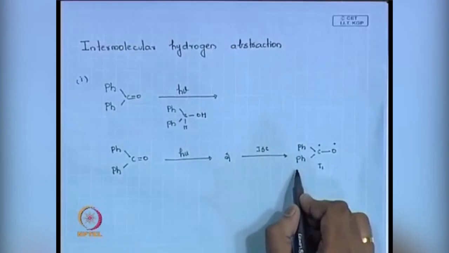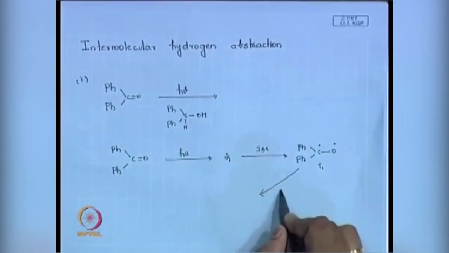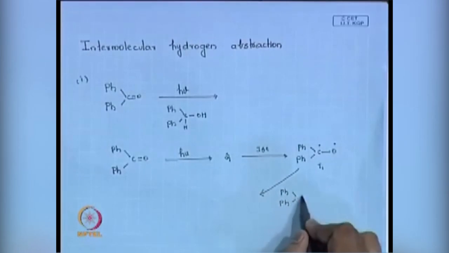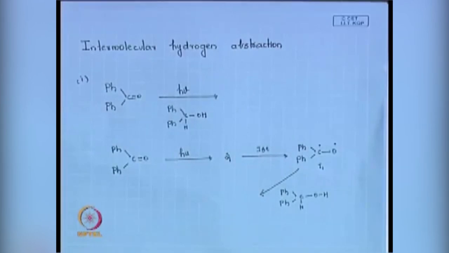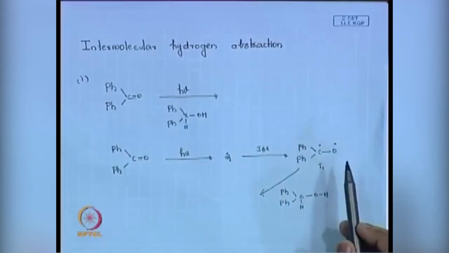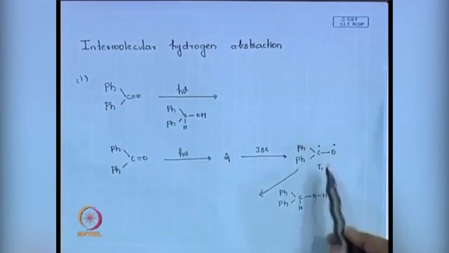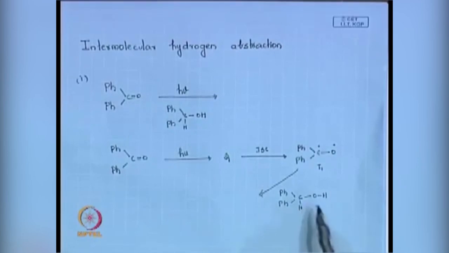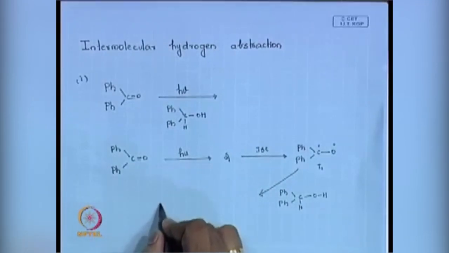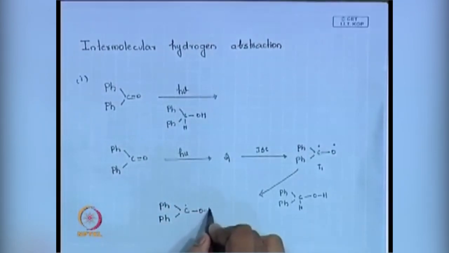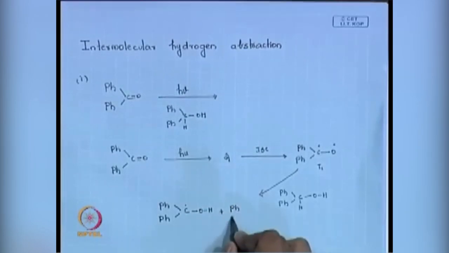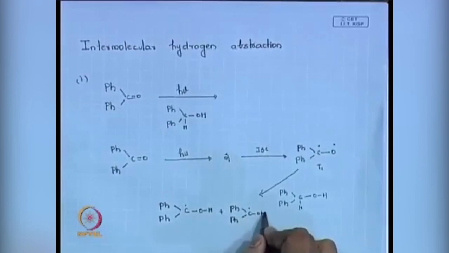This can then react with my solvent. Now you know about radical stability, and you know that this O dot can pick this hydrogen, the CH hydrogen or the OH hydrogen, and based on radical stability, it is easy to pick the hydrogen from the carbon connected. So, I get a system like this.